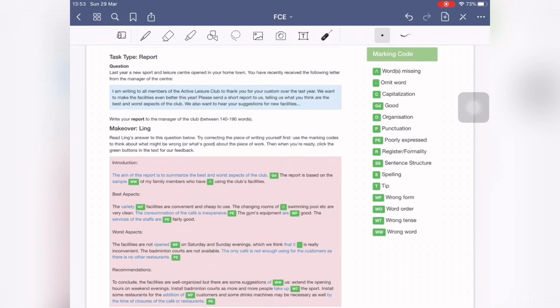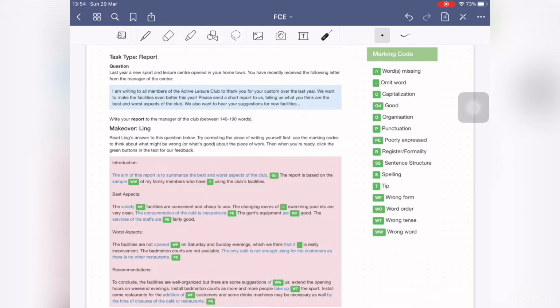Now, let's look at an example of a report. Okay, now the first thing that we must remember is that a report is a text that we write because someone else wants our opinion about something. Okay, this is a formal text. That is why we must also use formal vocabulary, formal expressions to write it.